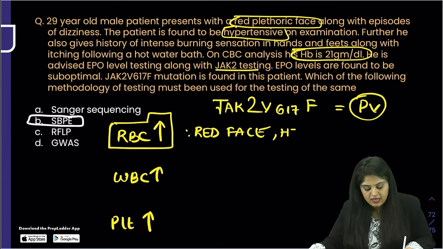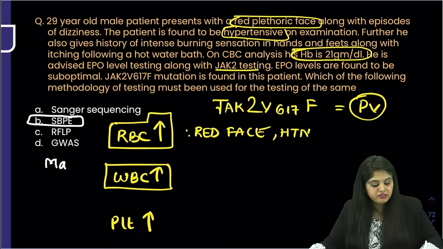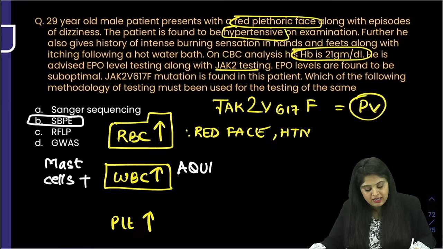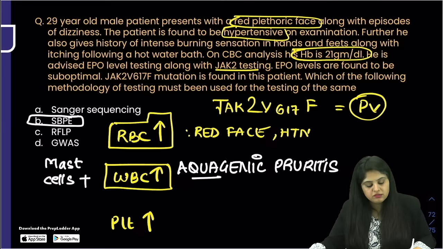So this is the RBC problem. Too many WBCs are also there, and do you know which WBCs are in excess? Mast cells are in excess. The skin will have a lot of mast cells. So imagine, as soon as this person takes a hot water shower, hot water comes on the skin, all the mast cells will rupture. This person has aquagenic pruritus, a very famous previous year question. What is aquagenic pruritus? Usually you feel itchy, that is why you take a bath.